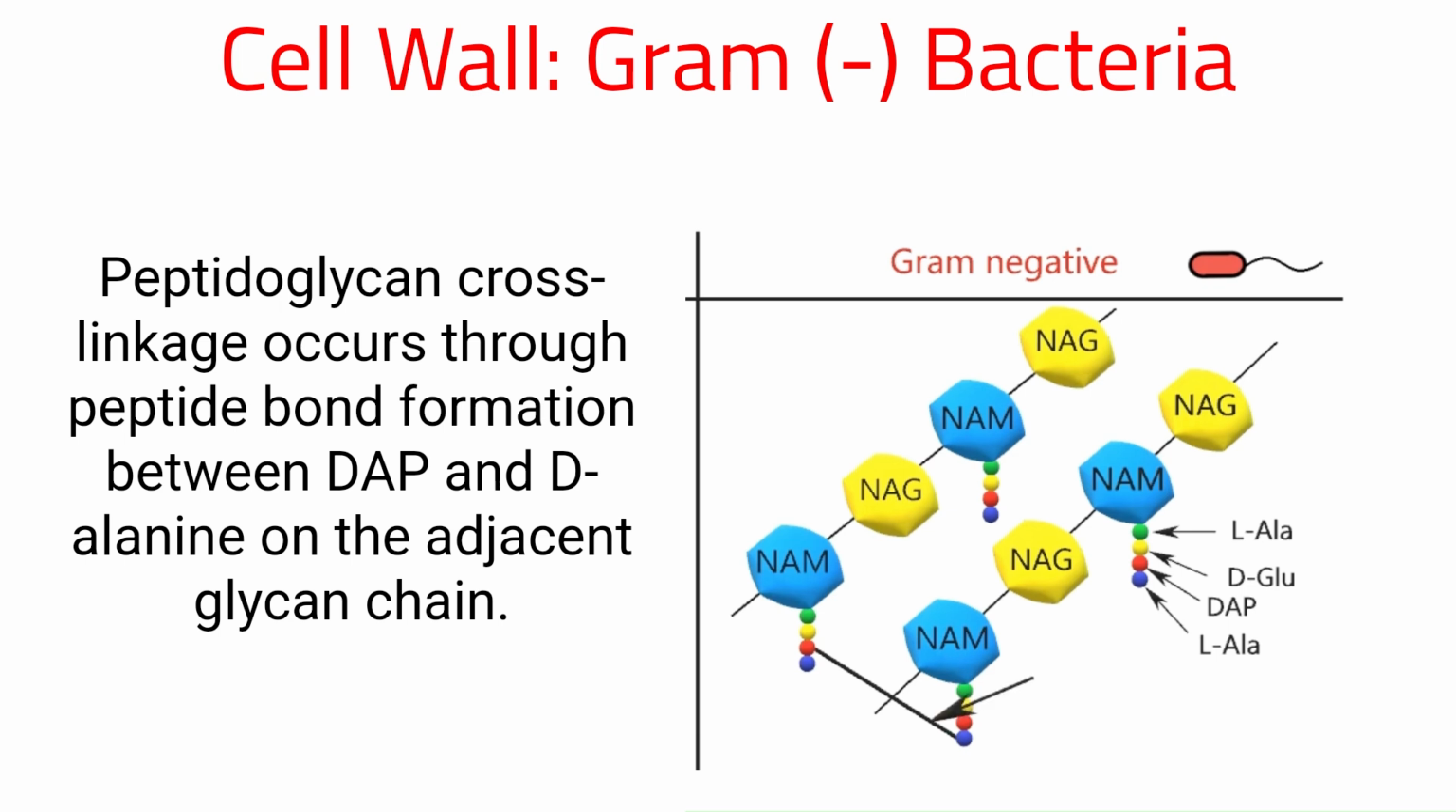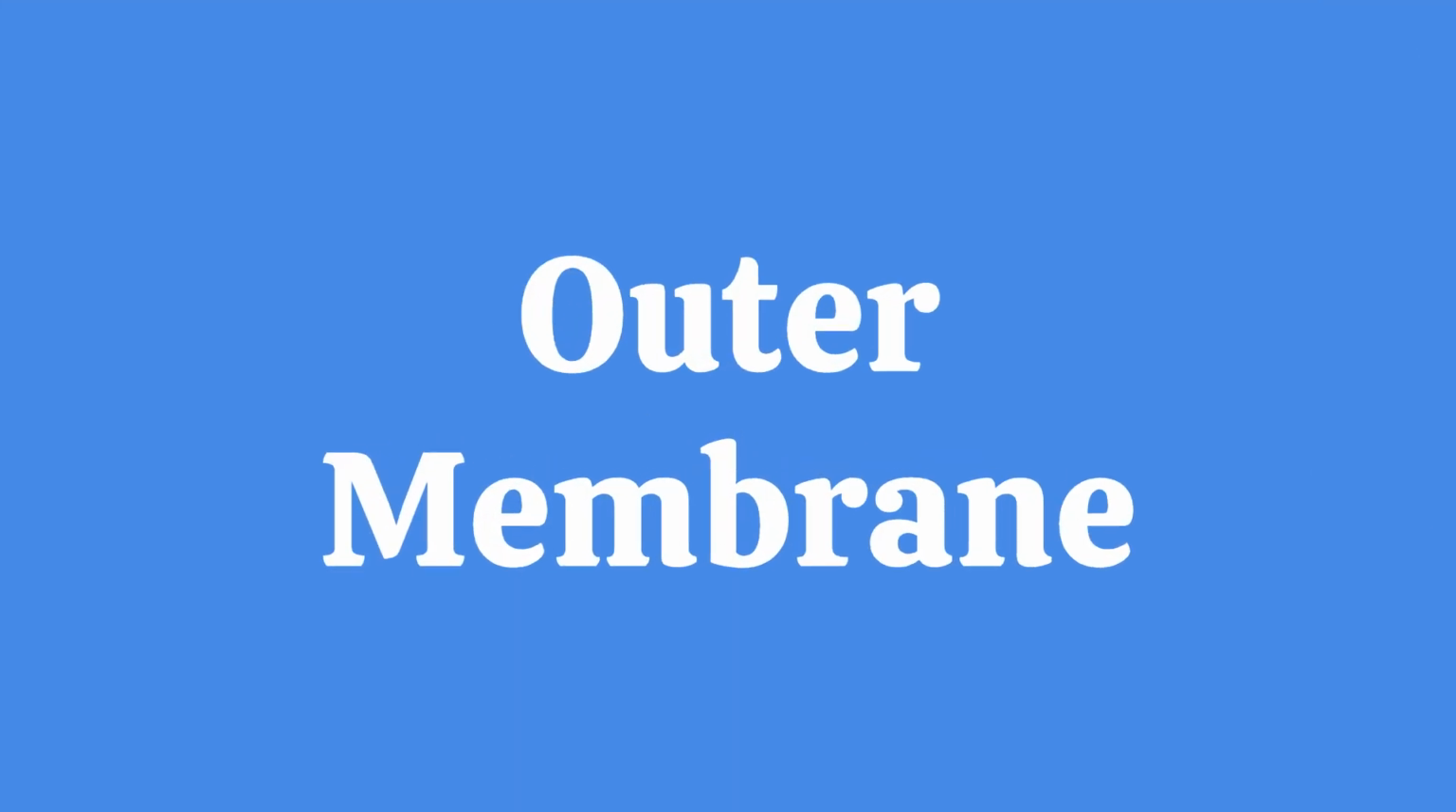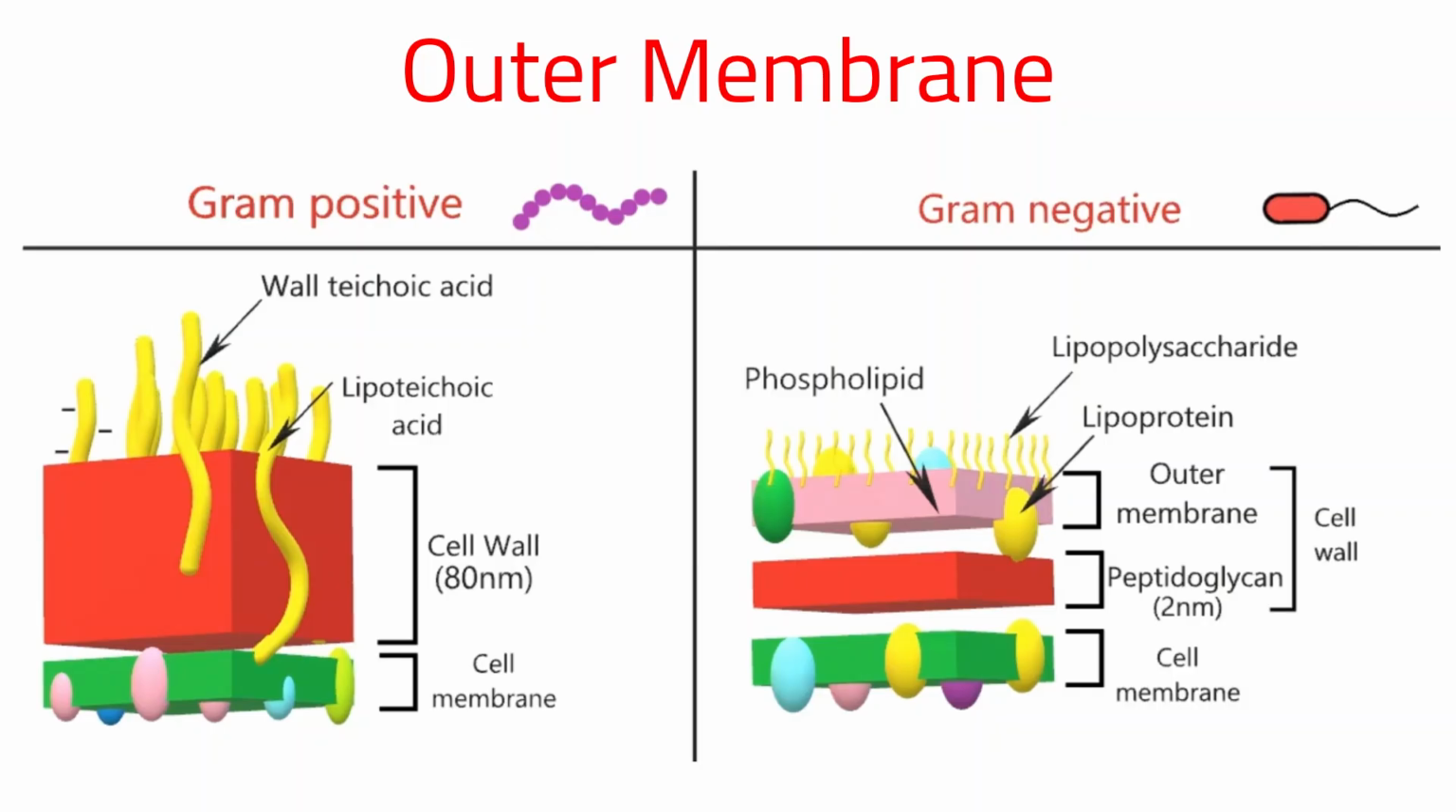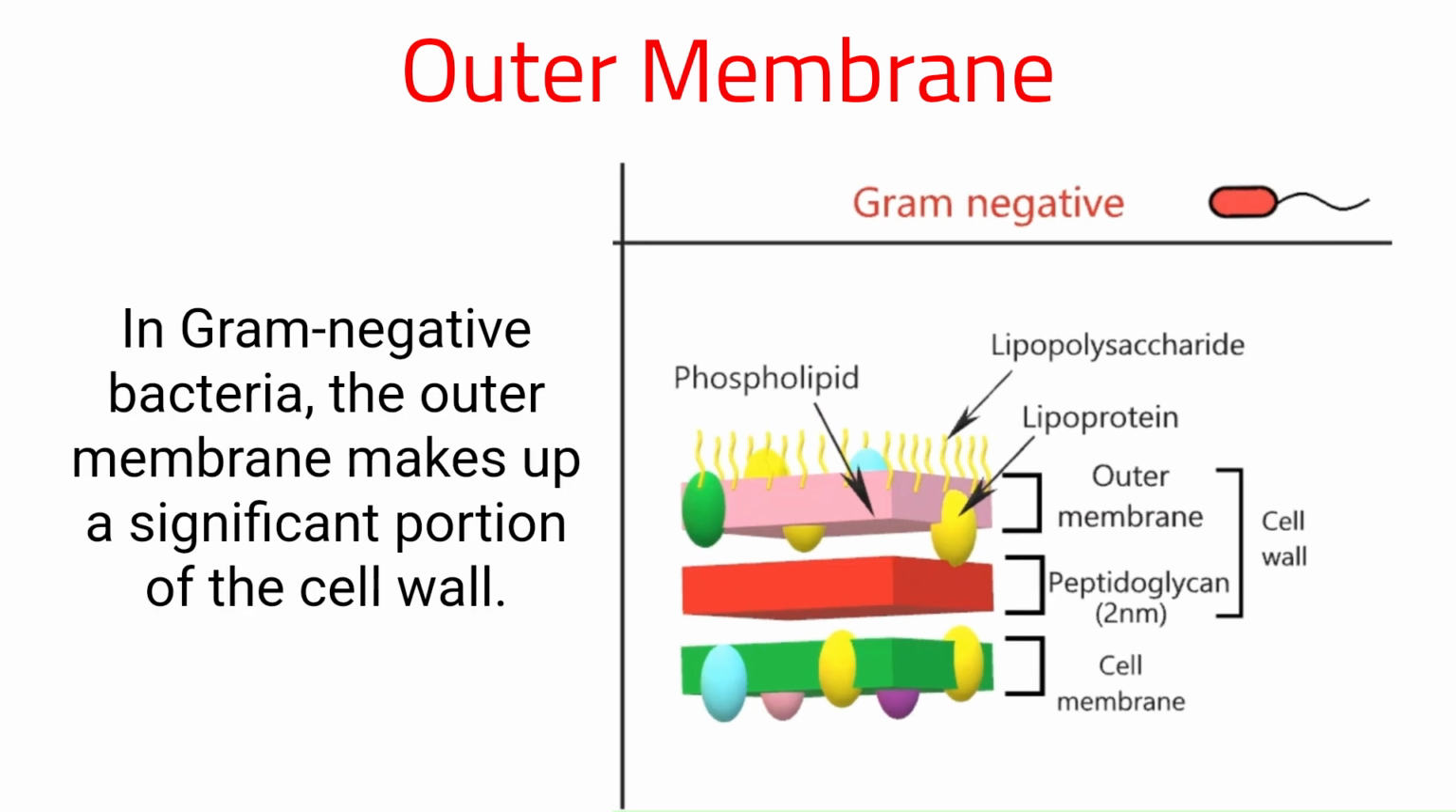In Gram-negative bacteria, peptidoglycan cross-linkage occurs through peptide bond formation between the amino group of DAP on one glycan chain and the carboxyl group of the terminal D-alanine on the adjacent glycan chain. The peptidoglycan layer is not as thick as that of Gram-positive bacteria, which is why a third layer known as the outer membrane is found in Gram-negative bacteria but is absent in Gram-positive bacteria. The outer membrane plays a crucial role in reinforcing the structure of the Gram-negative bacterial cell wall. In Gram-negative bacteria, the outer membrane makes up a significant portion of the cell wall.